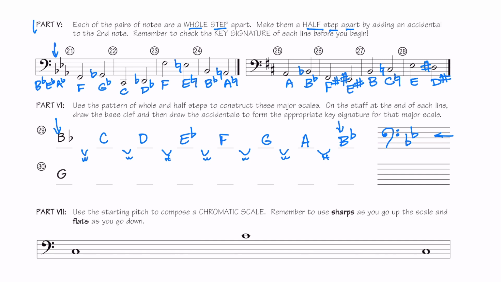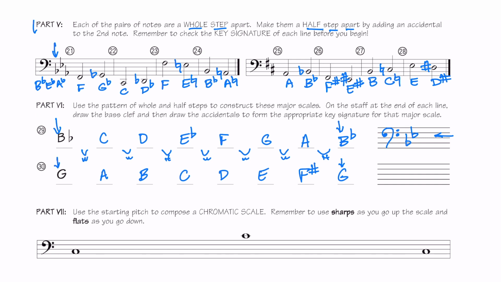On number 30, I already have the whole and half steps listed here. G up a whole, A up a whole, B up a half. Remember, there's no accidental between B and C. C up a whole, D up a whole, E up a whole. Now, think here, E, F, F sharp. Got to use my F sharp. And then up a half from F to G. I remember that my ending note is the same as my beginning note, so that's correct.